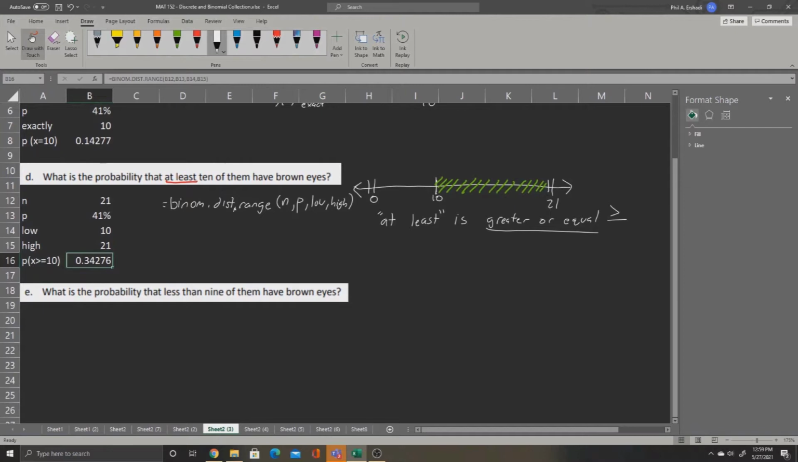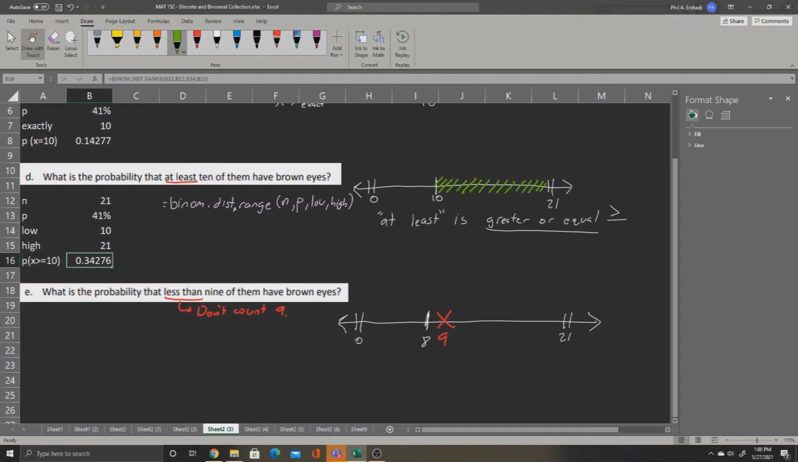In this problem, we are asked what's the probability that less than 9 of them have brown eyes. So once again, make a drawing, starting from 0 and going to 21, and they want strictly less than 9. Now, when they say less than, we actually don't count the 9. So I'll draw a red X where 9 would be. We'll need to go one lower than that and start with 8.